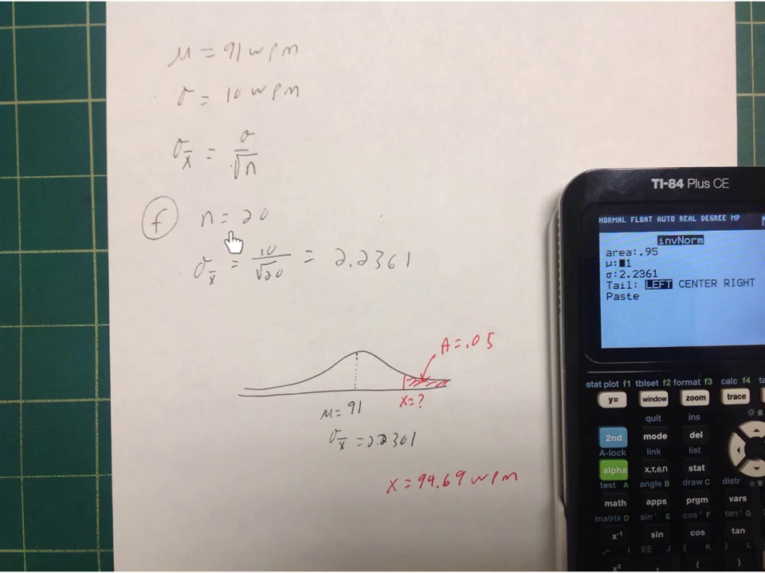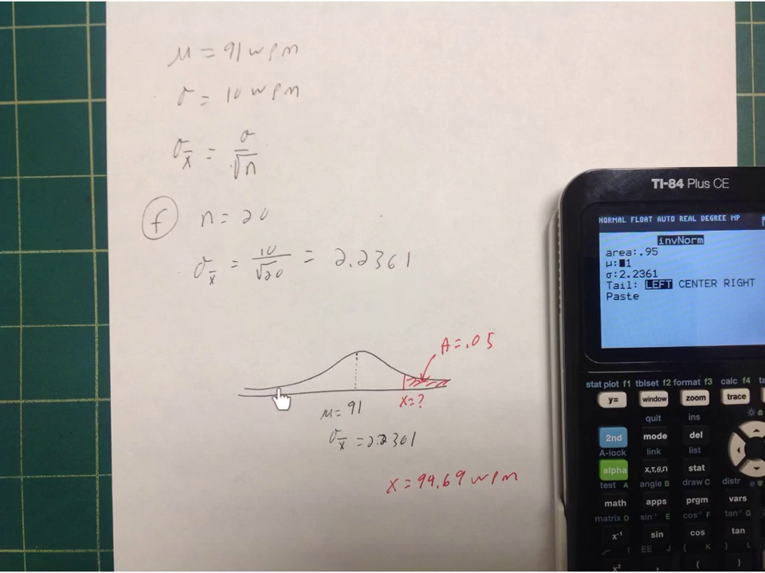Hello, I got your question here on 8.1, I guess it's number 7. The mean was given as 91 words per minute. The standard deviation was given. The standard deviation for the sample is equal to the standard deviation over the square root of the sample size, and the sample size on part F was given as 20, so that works out to be roughly 2.236.